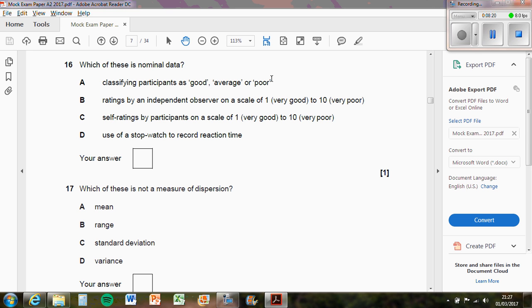And then good, average, and poor categories. So you'll get like 5 people in good, 6 people in average, 20 people in poor. So that'll be nominal data because it's frequency data. You've got categories. If you were to ask the participant, are you good, average, or poor? They would say good, average, or poor. That would be their answer. It's in words, therefore it's nominal data.